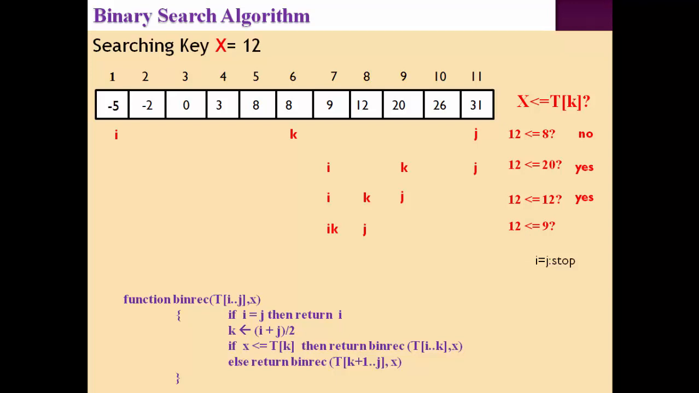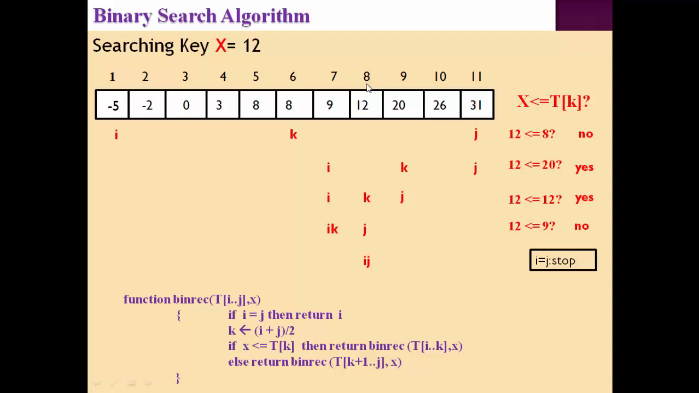So whenever it is in the right part, then the value of i will be i is equal to k plus 1. So k plus 1 means what? 8. So i is equal to k plus 1. So i will be on location 8 and j is 8 as it is. So j is also on the same location. Whenever the values of i and j are equal, then we have to stop and return the value of i. Now the value of i is equal to 8. It means that our element 12 is available on location number 8, or we can say index number 8.